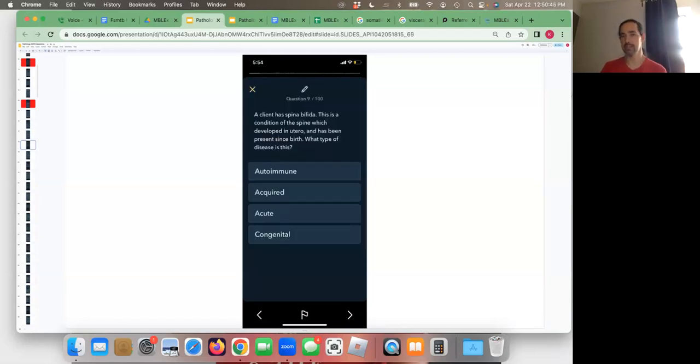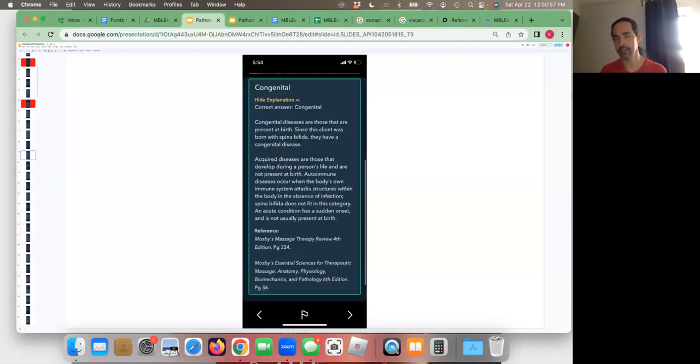A client has spina bifida. This is a condition of the spine which developed in utero and has been present since birth. What type of disease is this? Autoimmune, acquired, acute, or congenital? The answer for that one is congenital.